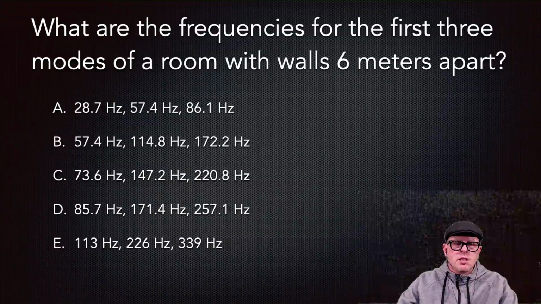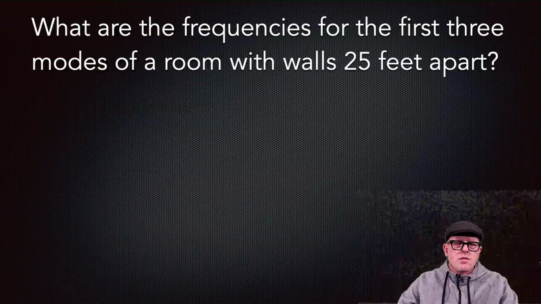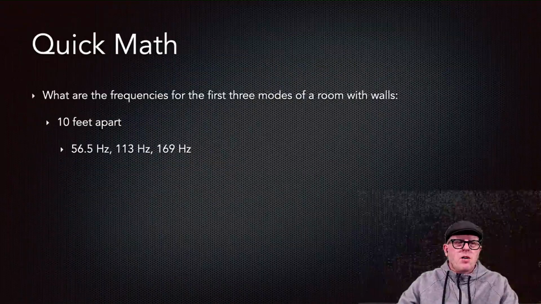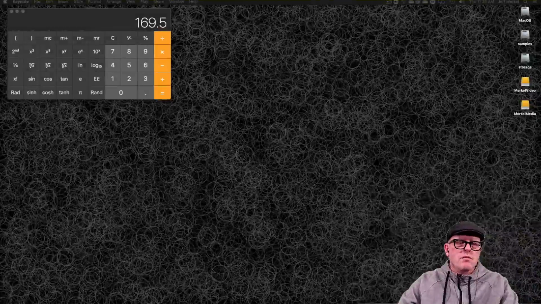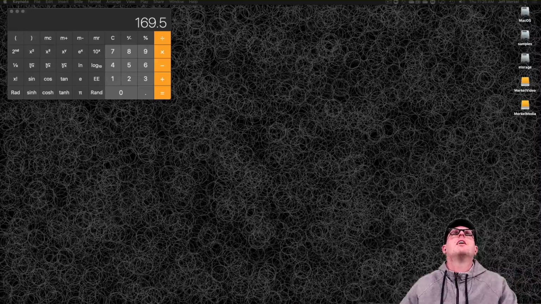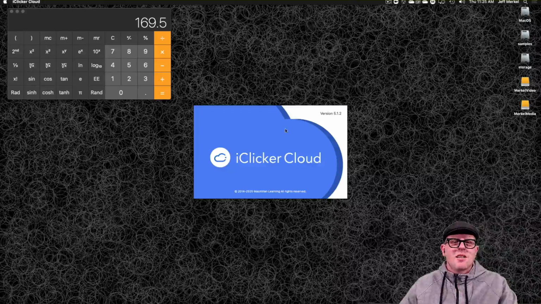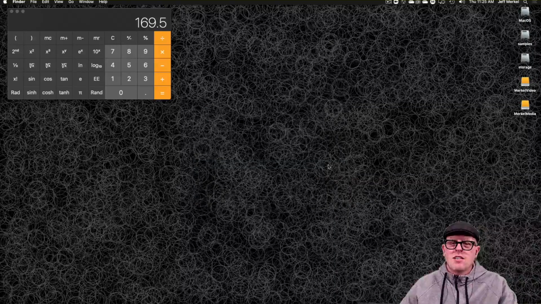But it indeed was 25 feet apart. Okay. So let's do a quick comparison. What's going on here? Sorry. My clicker is being strange.